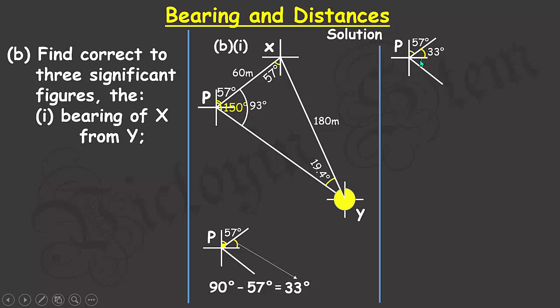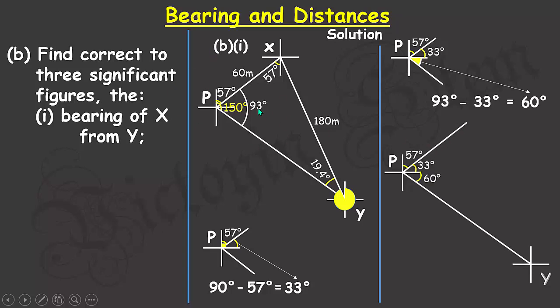I need to find the second value over here, shaded in yellow. So I can say 93, which is angle P, minus 33 equals 60 degrees. So this angle is 60 degrees. If I plug it into the triangle, you can see I have my values shown.